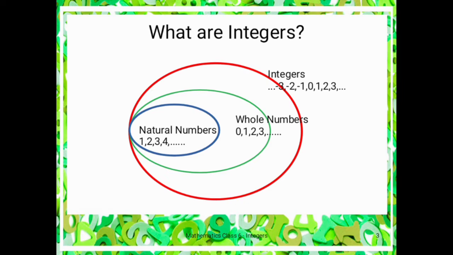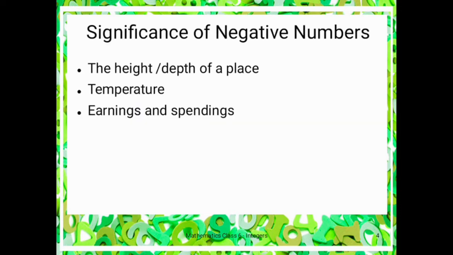Then one more thing is that in these integers there won't be any fractions like 1 by 2, 1.5, etc. Okay, then what is the significance of negative numbers? Where are we using negative numbers? That means in what context we are using negative numbers. Here I am giving 3 examples.